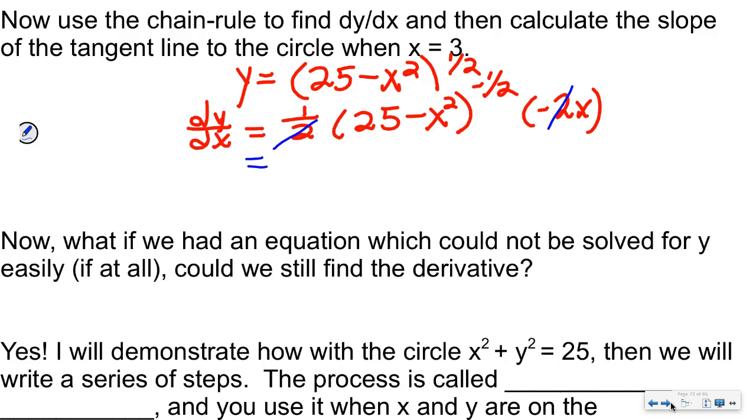And I'm going to go clean this up, get rid of my 2's, throw my negative exponent down in the denominator. So it looks like I'll have a negative x over the square root of 25 minus x squared. That is my derivative.